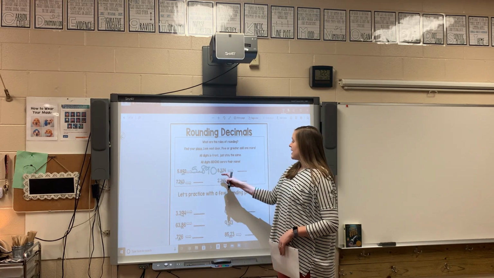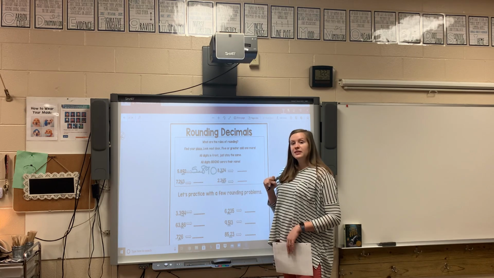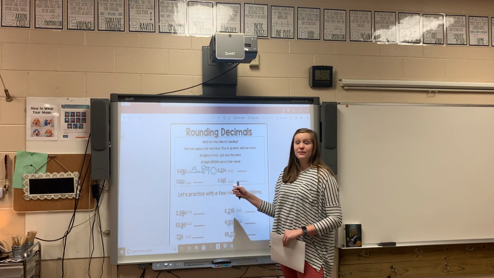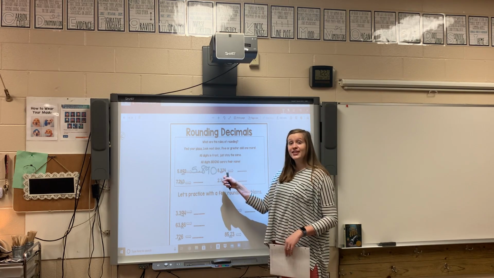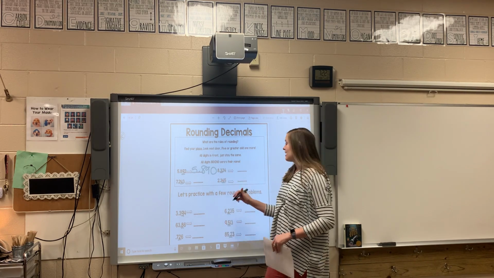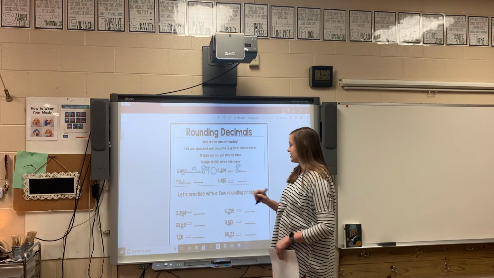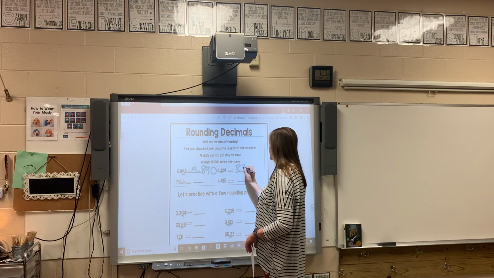Okay, so we have our 3. What number do we need to look at to tell us if our 3 goes up or stays the same? The 2. The 2 tells us that the 3 needs to stay the same. So we keep anything to the left of the digit we're rounding to. Our 2 told us that the 3 needs to stay the same.